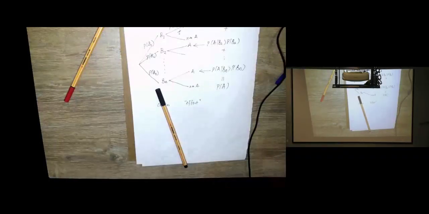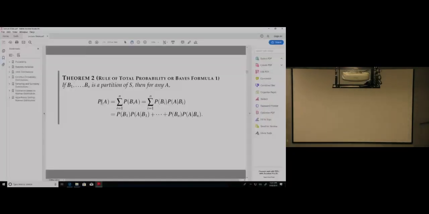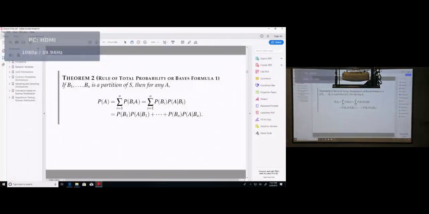It is a matter of whether you are more comfortable with some visualization like a tree, or manipulating the formulas. Different people have different preferences. So this is the rule of total probability, or Bayes theorem 1.